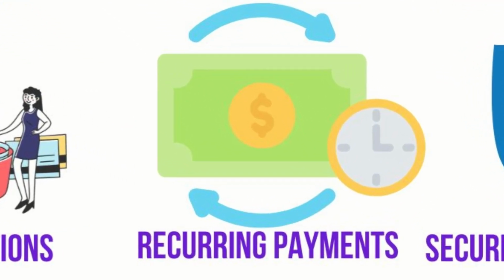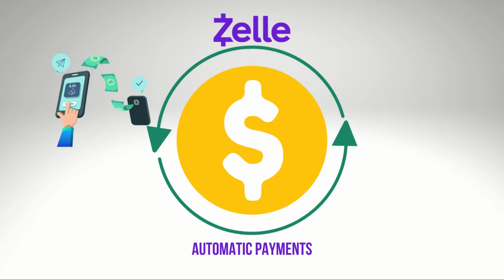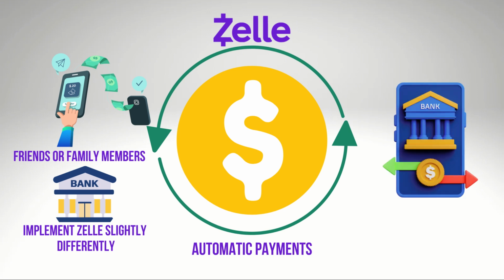Recurring payments. Zelle also supports the option of setting up automatic payments, which is very convenient for regular transfers to friends or family members. However, it's important to note that each bank might implement Zelle slightly differently, which can affect the features available to you. Despite these differences, the core functionality of sending and receiving money remains consistent across banks.